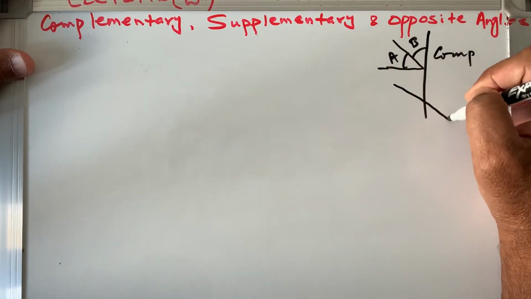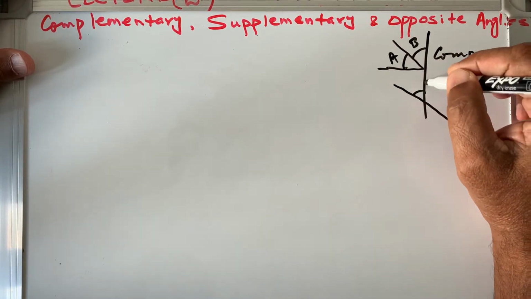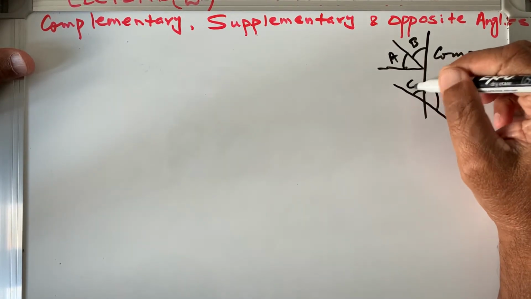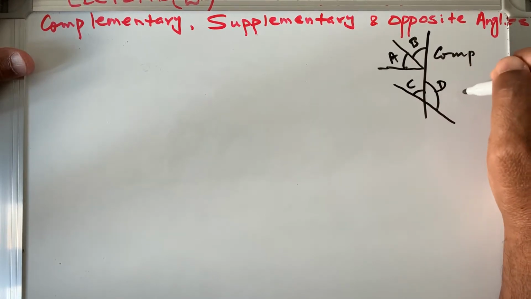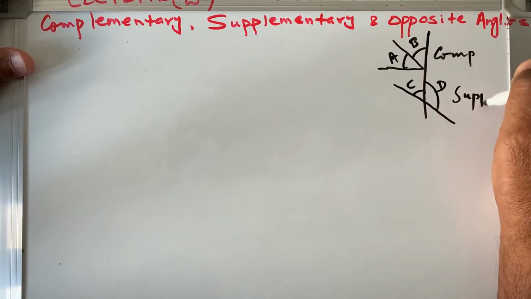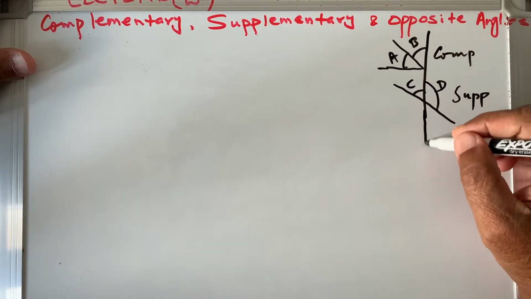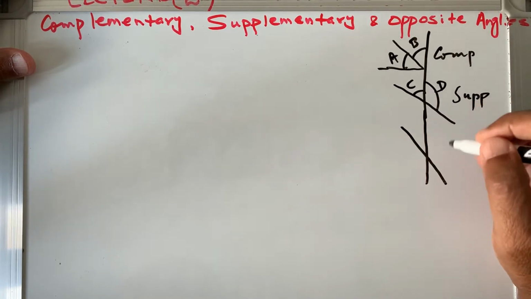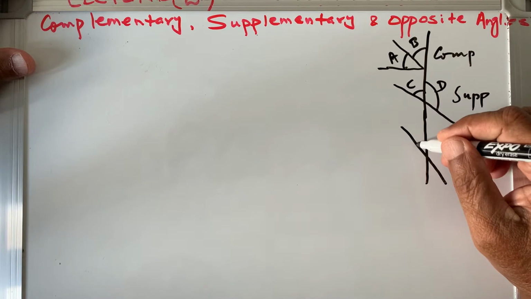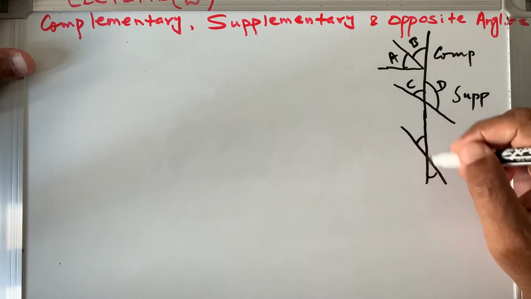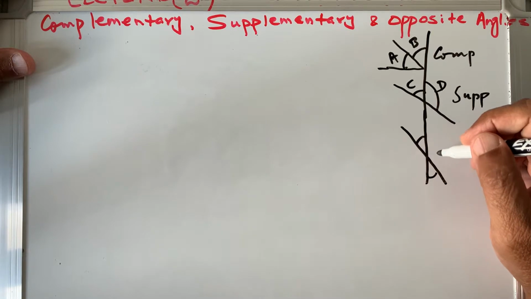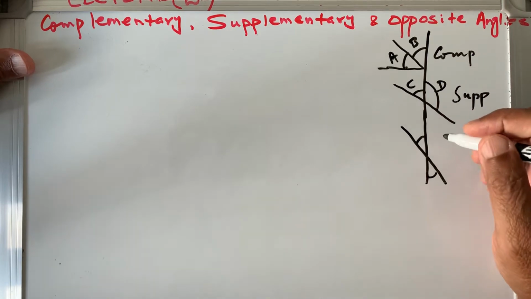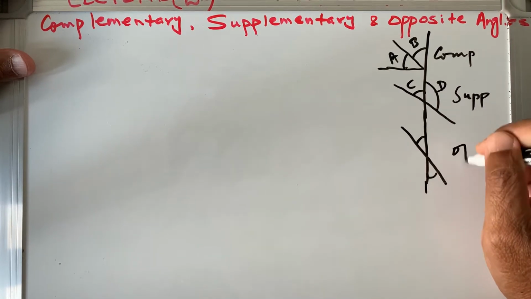But if the sum of the two angles, like this angle and this angle, is 180 degrees, then these two angles, let's say C and D, are supplementary angles, SUPP. I will write it here. And if two lines are intersecting, then they will form opposite angles. These opposite angles are always equal. There are two opposite angles, one is acute and the other is obtuse. So these are opposite angles, OPP.